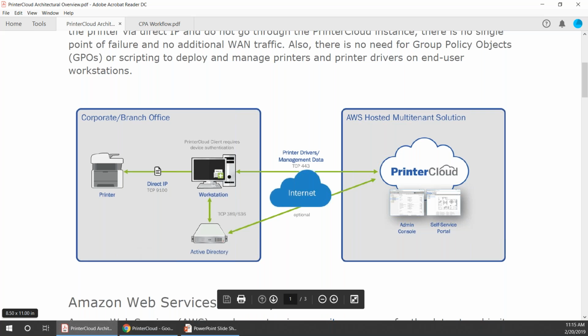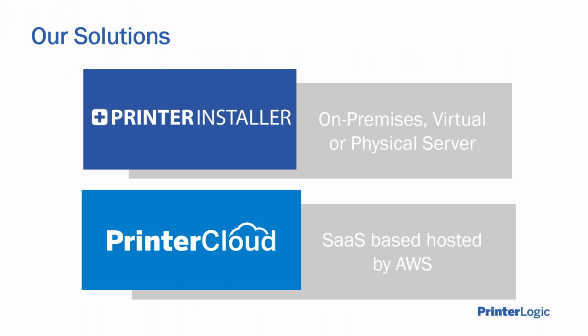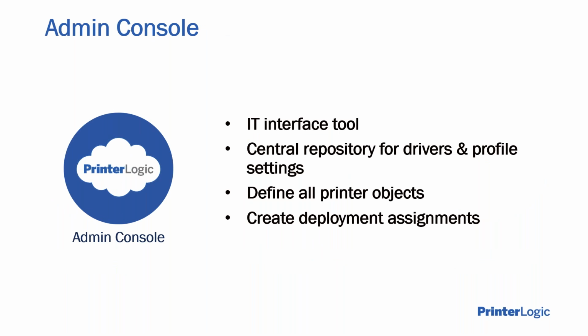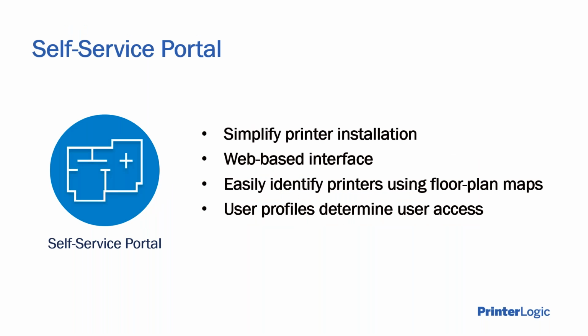As far as the solution is concerned that I want to show you guys today, we've got basically three main components to that solution. So there's an admin console, there's a self-service portal, and there's a desktop client. Really simple. As far as the admin console is concerned, that's literally just your interface. And I'm going to show you this in a live demo here in just a second. But this is going to allow you to kind of define your printer objects. It's going to allow you to create deployments and get rid of the scripts and the GPOs that have previously defined the way that you're deploying printers inside of your environment.